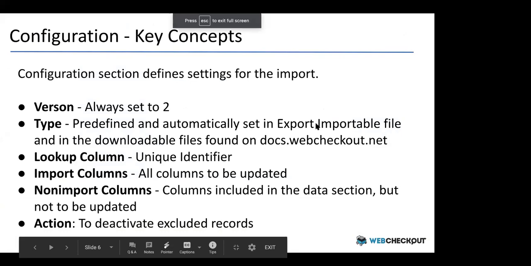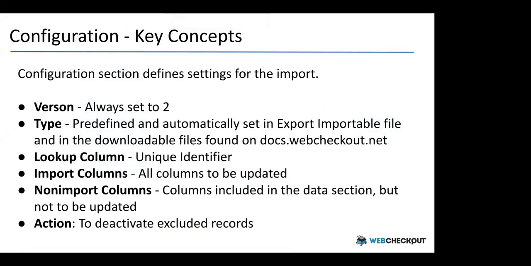All right, now in summary, the configuration section defines settings or options for the import. Version should always be set to 2. Type will automatically be set on the exported importable file in WebCheckout or by downloading files from our documentation. Lookup columns defines the unique identifier. Remember, the unique identifier is how WebCheckout recognizes which records are being updated.